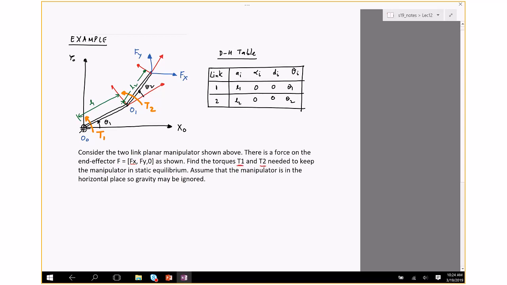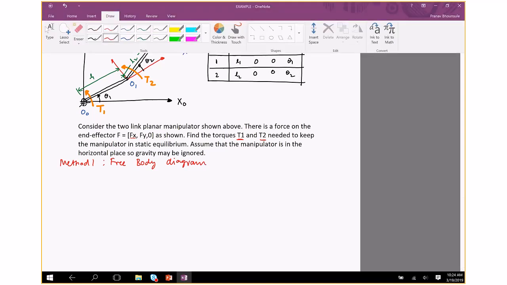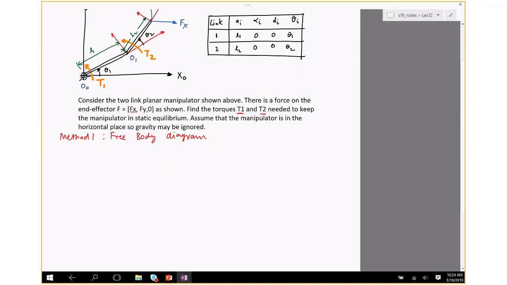So this is a classical statics problem. The way you'll do it is you'll draw a free body diagram. So this is method 1, which is drawing a free body diagram. So how will you do it? You draw a free body diagram for the complete manipulator, FBD1.